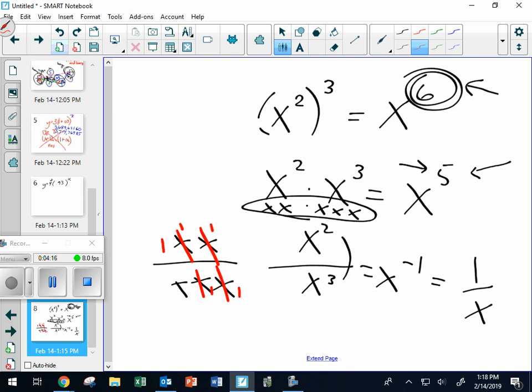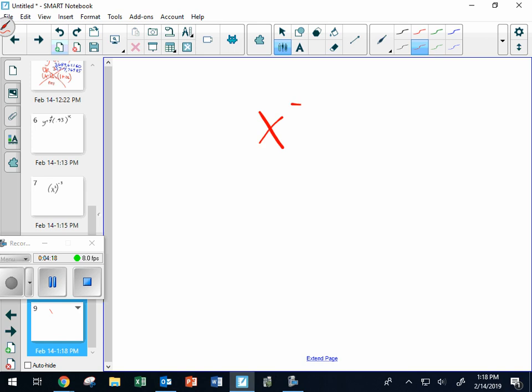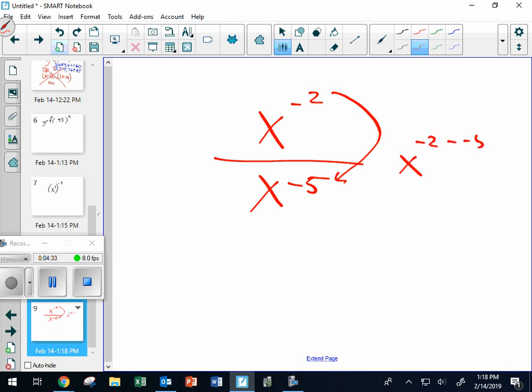All right, then the last thing I have for you is, what if you have something with negative exponents, but it's in a fraction? Well, you can still do the rule where it's this minus this. So that's x to the negative 2 minus negative 5, which means negative 2 plus 5, which means x to the third. Cool.